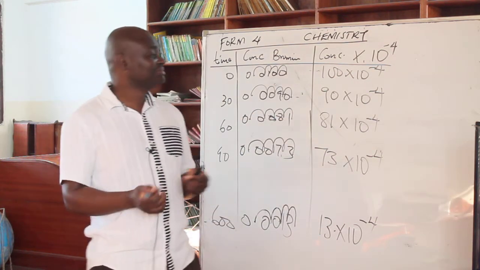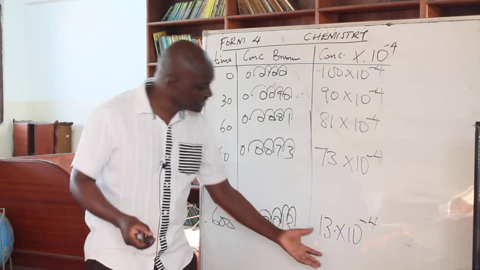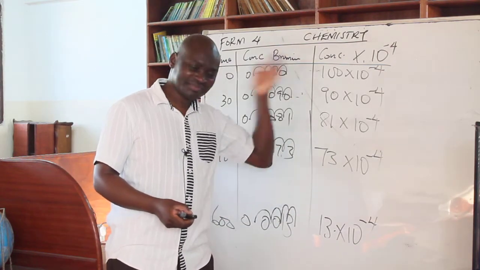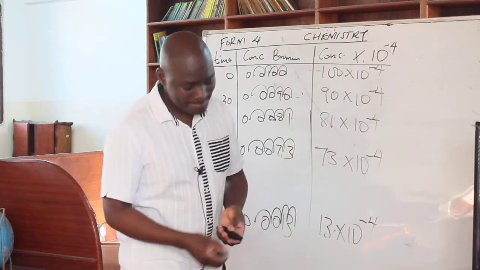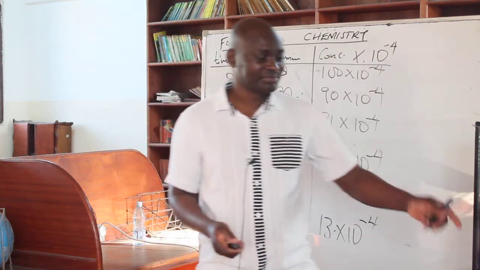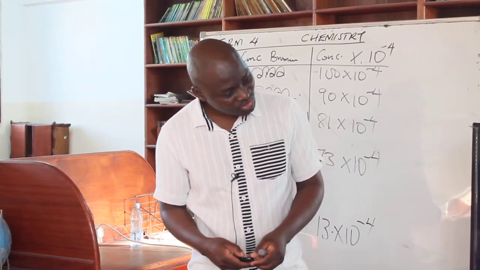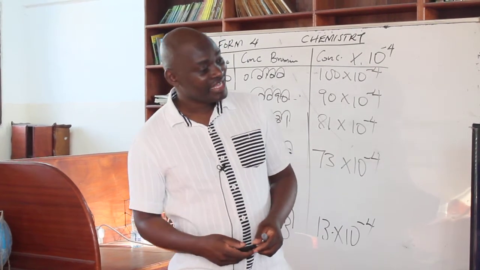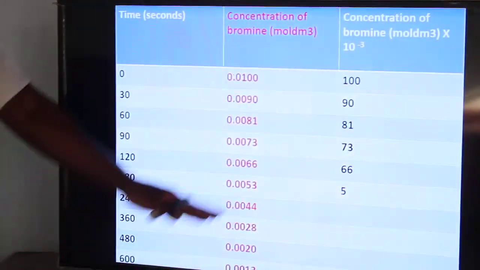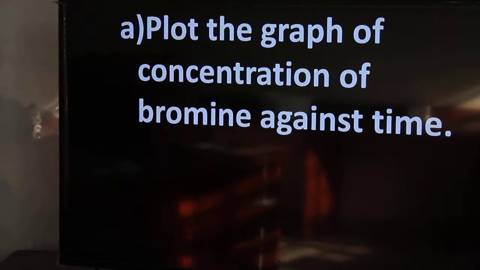So when we are drawing the graph, we simply plot a graph using our whole numbers, then we raise them to power negative 4. Now, we move on. So that is our data, and it goes on like that. So make sure you calculate that up to the end, times 10 to power negative 4.